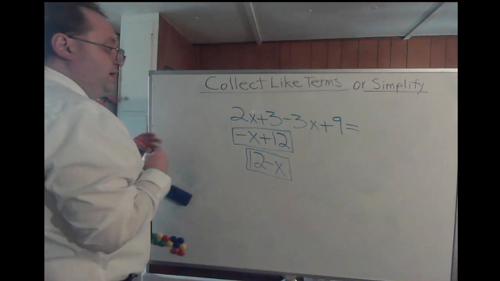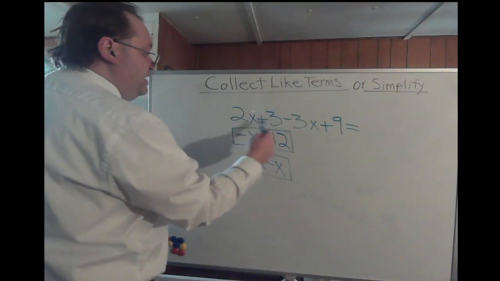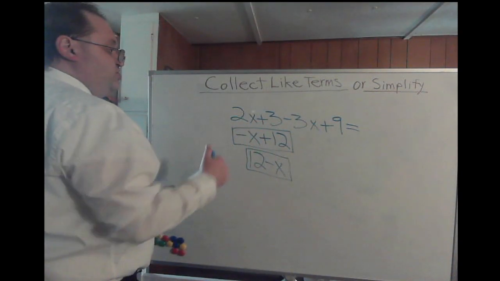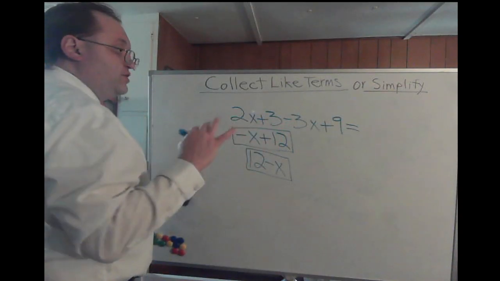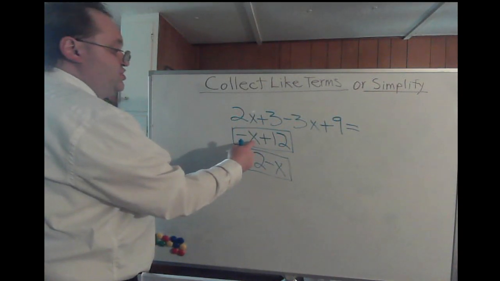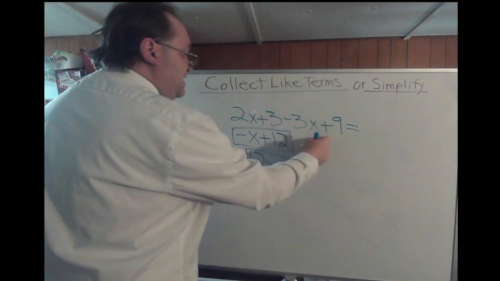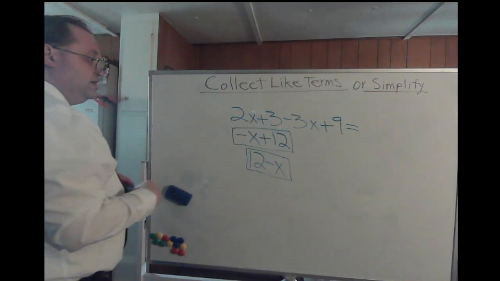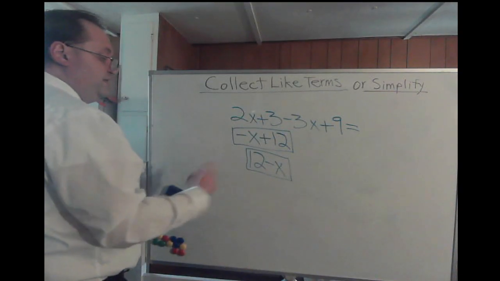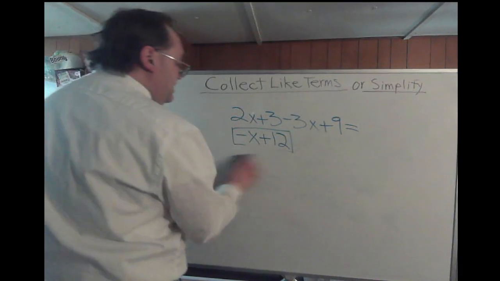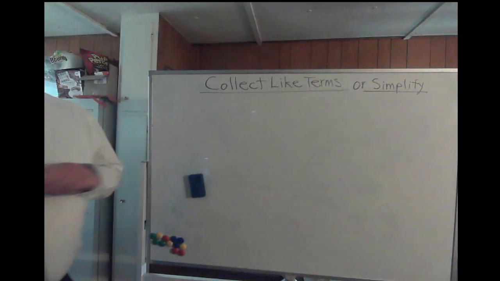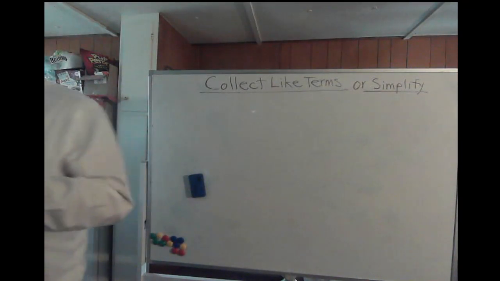You could do either way, because you have 2x minus 3x, again, it'd just be like 2 minus 3, only you're keeping the x on there. 2 minus 3 is negative 1, negative 1x, which is negative x, and then 3 plus 9, well, that's 12. So you have negative x plus 12, or you can write it as 12 minus x by the commutative property. Either answer is correct. Alright, so that's with one variable.